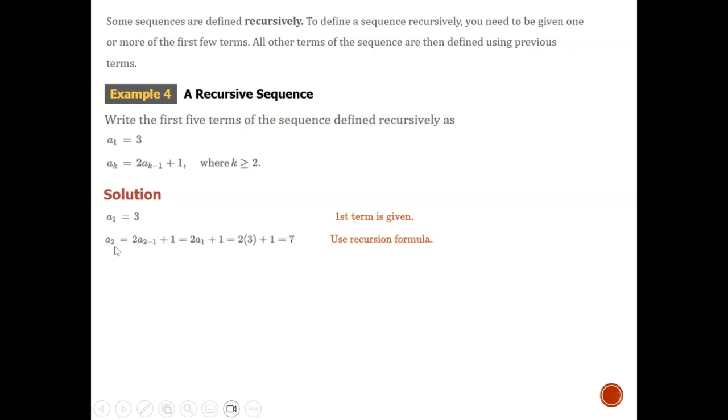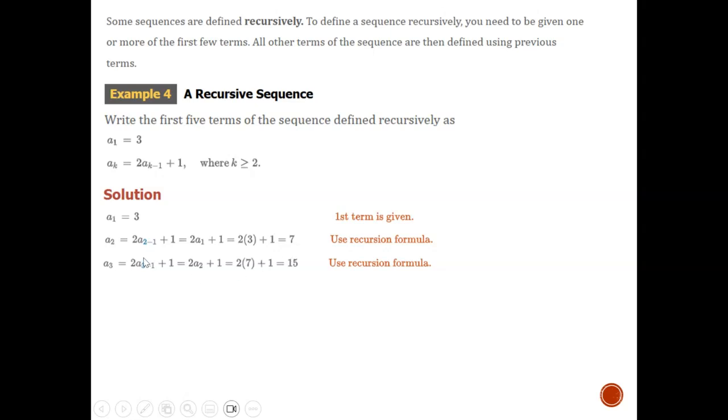Now, let's plug into the formula. I'm going to put a 2 for every K. So then it's going to give us 2A to the 2 minus 1, plus 1. A to the 2 minus 1 is going to give you A1. So it's going to be 2A1 plus 1, and A1 is equal to 3. So it's going to be 2 times 3 plus 1, which will give us 7.